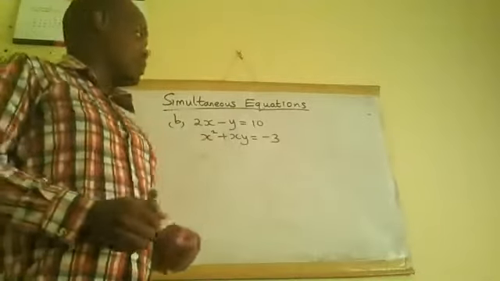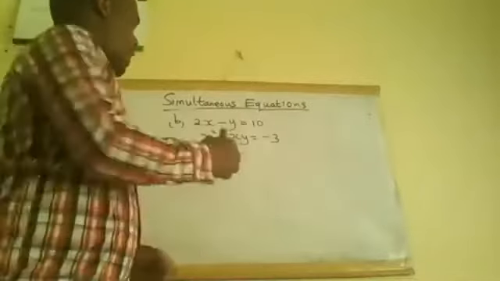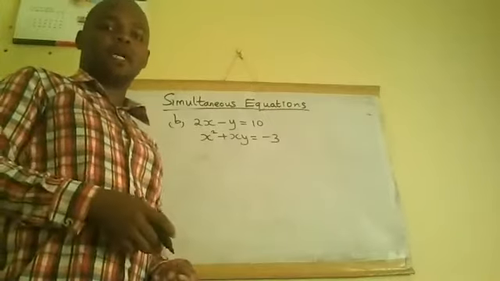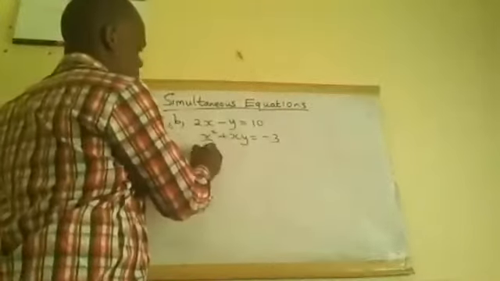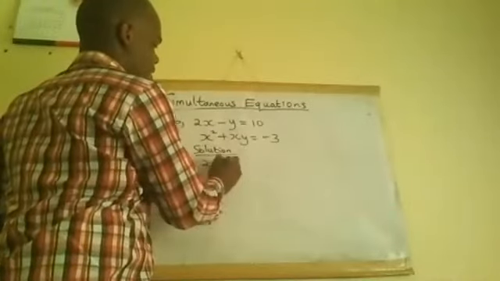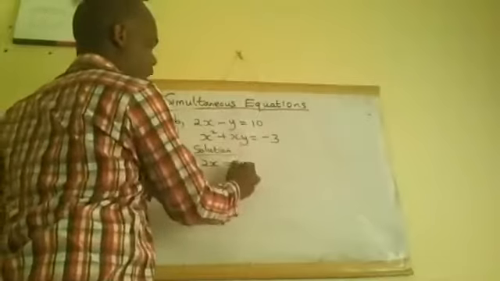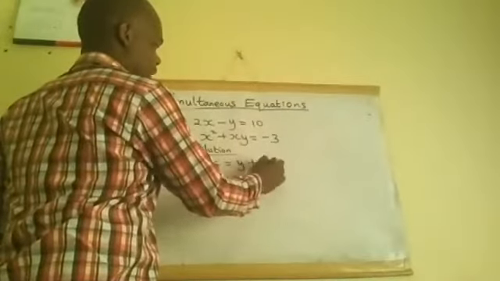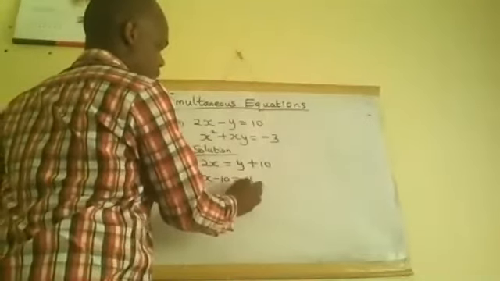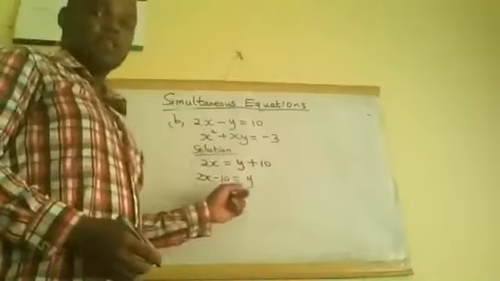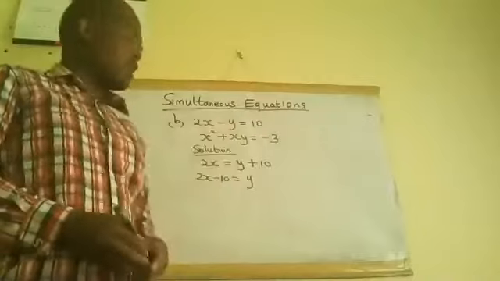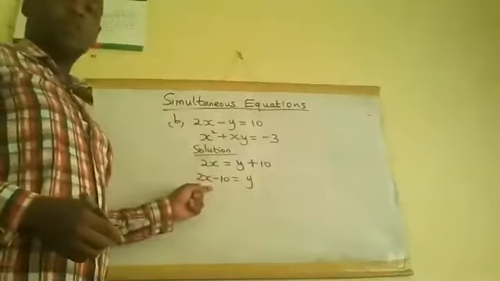So in this case, you look at the equation that is linear. Remember, one of them must be linear, the other one is quadratic. So if you look at the first equation, you'll say 2x is equal to y plus 10. That means 2x minus 10 is y. So y is actually 2x minus 10.